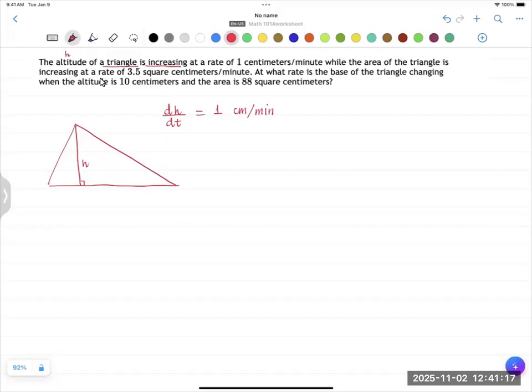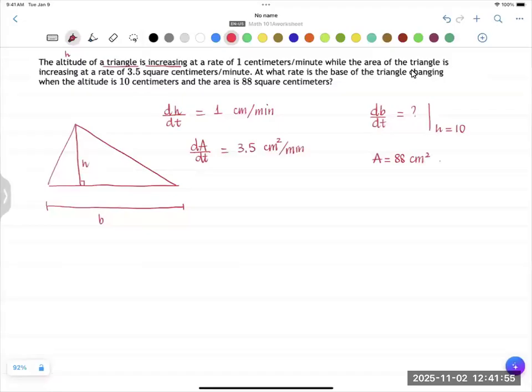While the area of the triangle is also increasing at the rate of 3.5, so it means dA over dt is also positive 3.5 centimeters squared per minute. Now the question is, at what rate is the base of the triangle changing? So they want you to find the rate of change of the base. I call that B, so the rate of change of the base is dB over dt. And they want to know the rate of change when the height is 10 and the area is 88 centimeters squared.